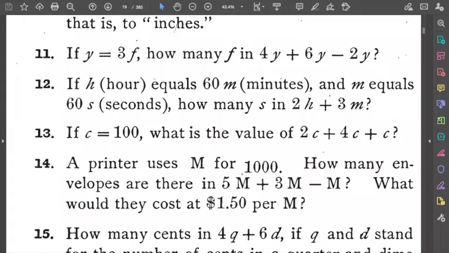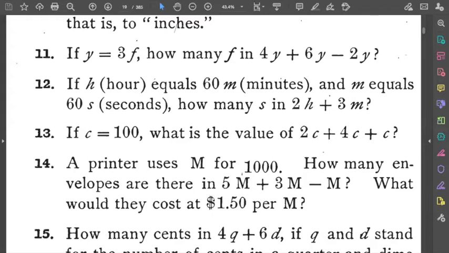Now 13. If c is equal to 100, this is very, very easy. What is the value of 2c plus 4c plus c? 700. Good. 2 times 100 is 200, 4 times 100 is 400, and then 100, 700.